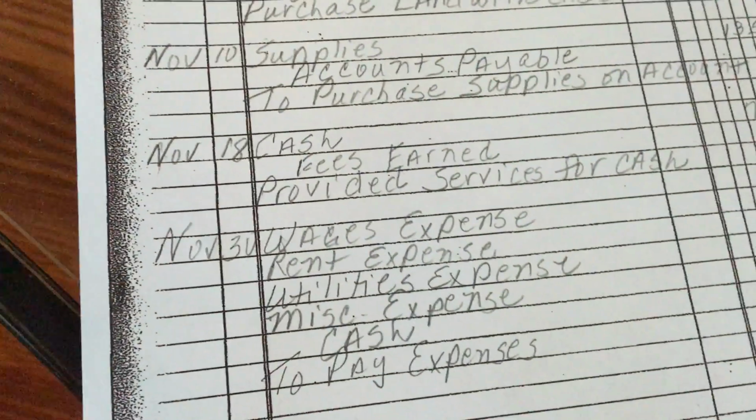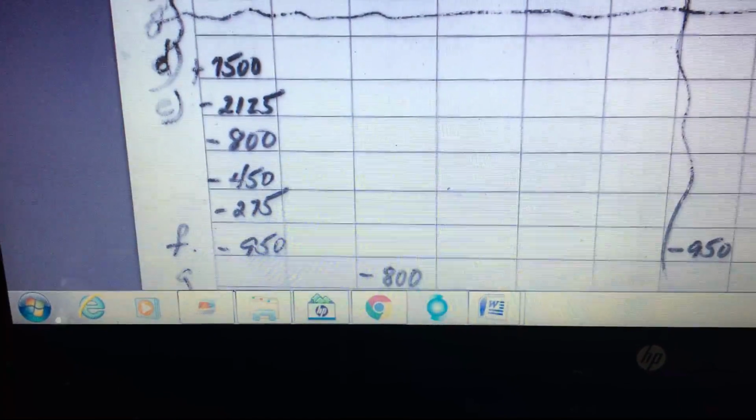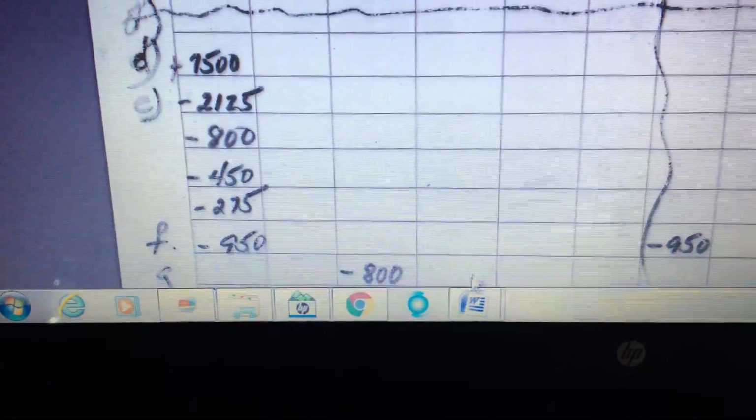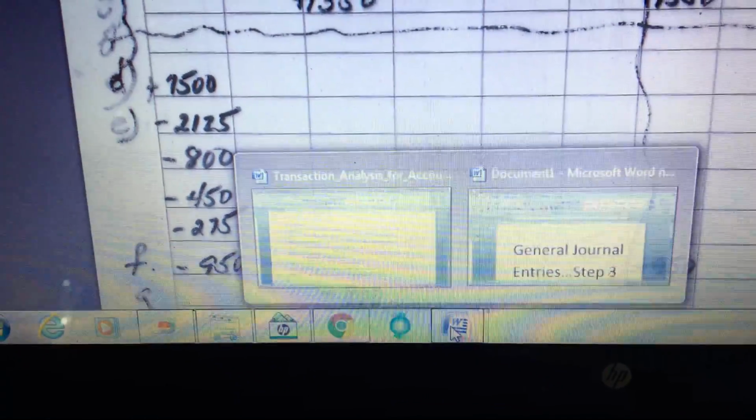Okay, let's move on to the payment of the accounts payable. So coming back over here, this is going to be the one with the 950. Let's take a look at the transaction first.